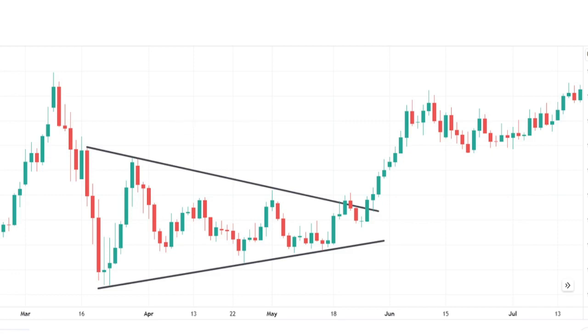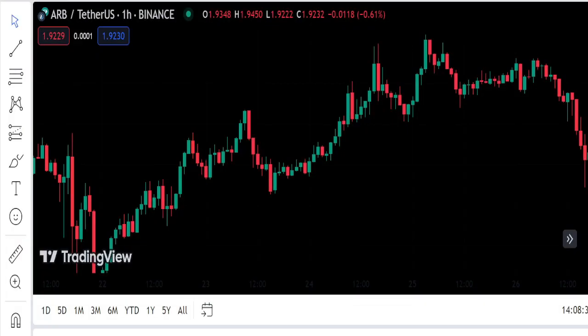So let's see an example on a live chart of this pattern. Once again, here is a chart where we can spot our symmetrical triangle.